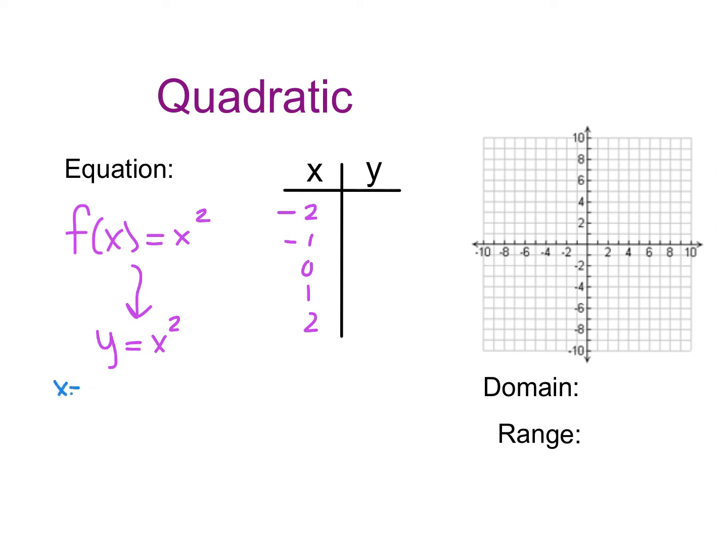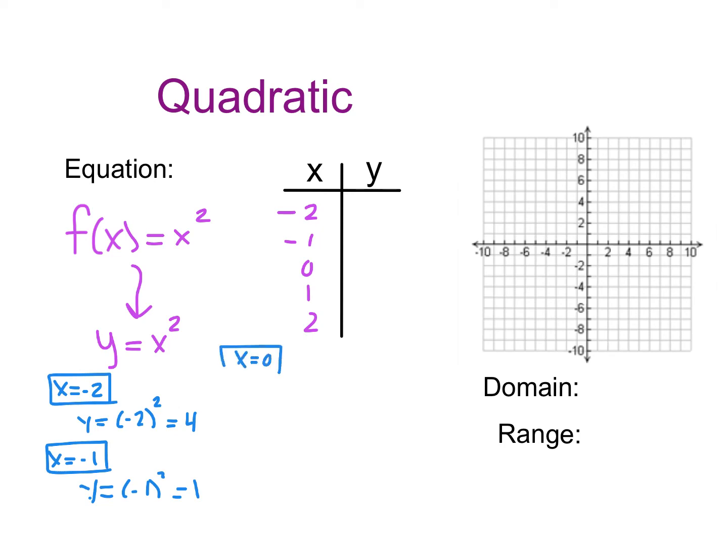So we have when x is equal to -2. So we have y is equal to negative 2 squared. Well, negative 2 squared is negative 2 times itself, so negative 2 times negative 2 is 4. Then we have x is equal to negative 1, so I have y is equal to negative 1 squared. Well, negative 1 times negative 1 is 1. I then move on to x is equal to 0. So we have y is equal to 0 squared. Well, 0 squared is just 0.